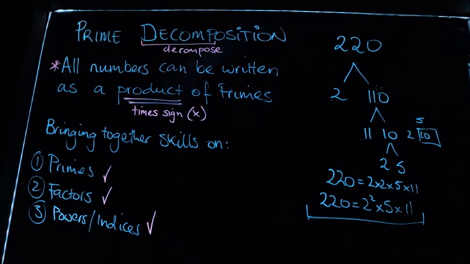So what we say is 220 is the product of 2 to the power of 2 times 5 times 11.